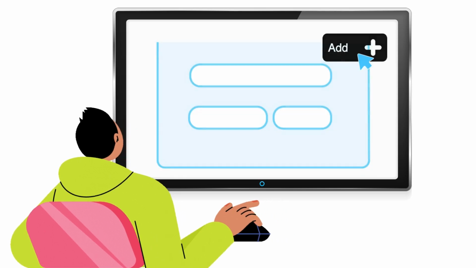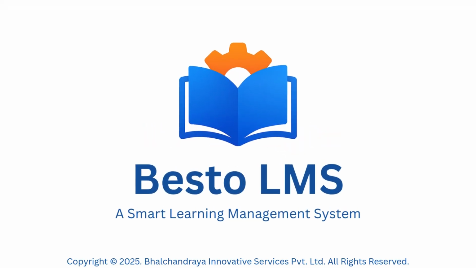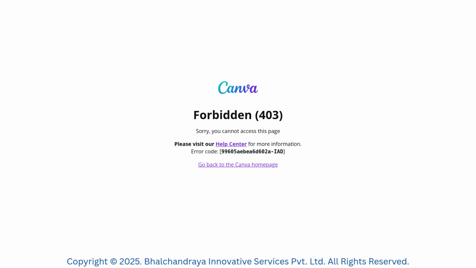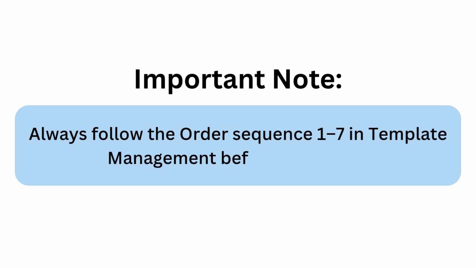Still adding grades one by one? That's hours of work gone. You deserve an easier way to handle it. Let's fix that. Here's how to add grades in BestoLMS the right way. But first, remember, always follow the order sequence 1 to 7 in template management before uploading.